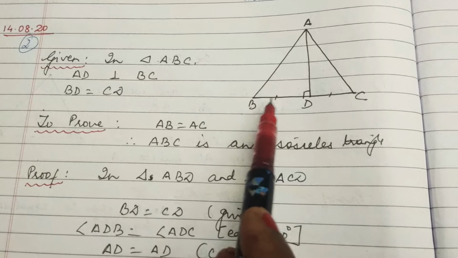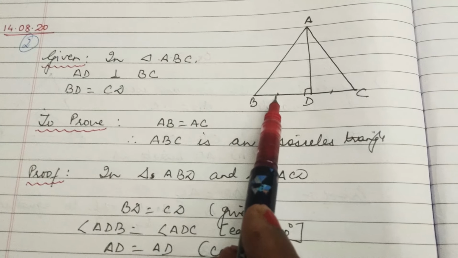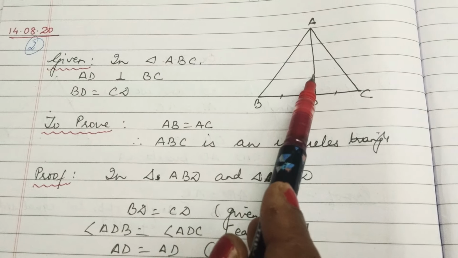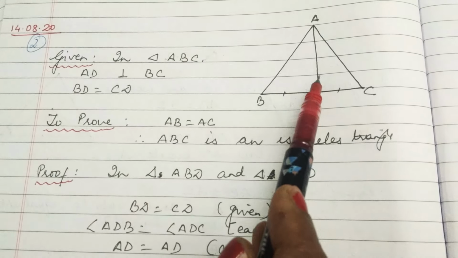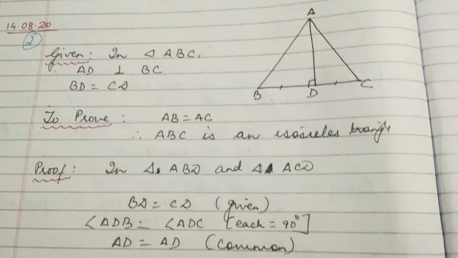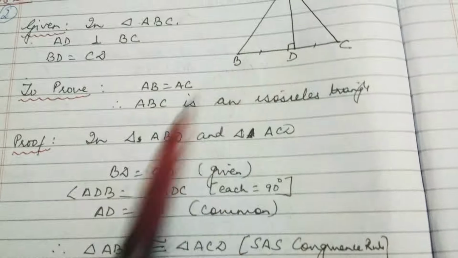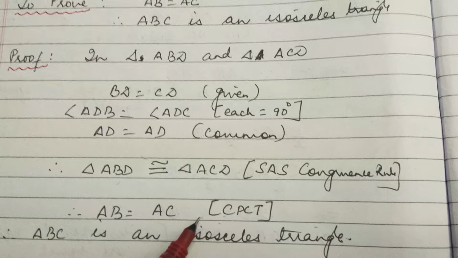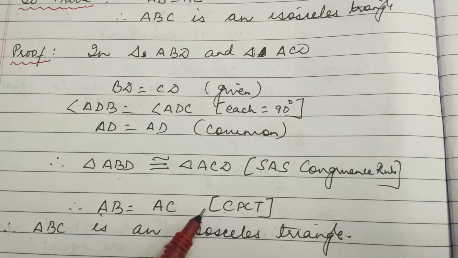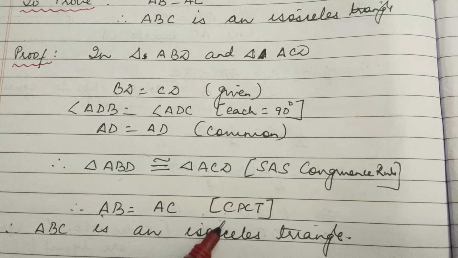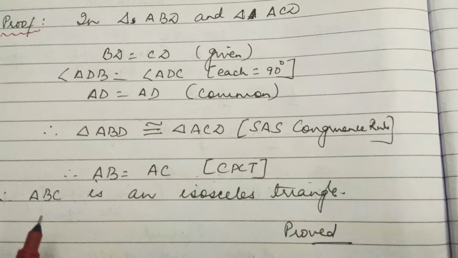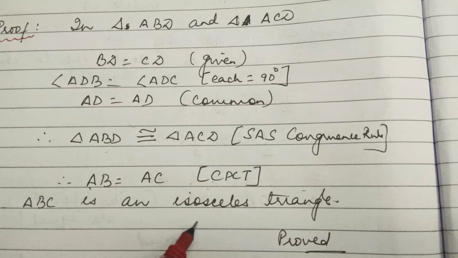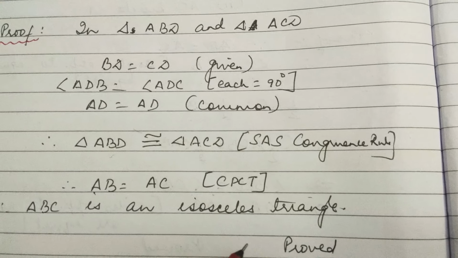Therefore, the two triangles are congruent by side angle side, that is the SAS congruency rule. Now, since the two triangles are congruent, therefore AB equals AC by CPCT. And we know that when two sides of a triangle are equal, it is an isosceles triangle. Therefore, ABC is an isosceles triangle. Proved.